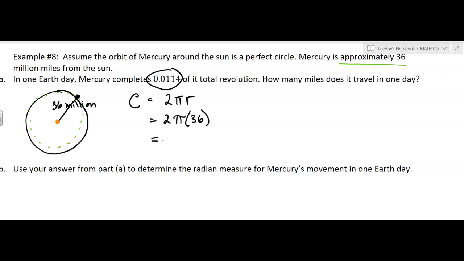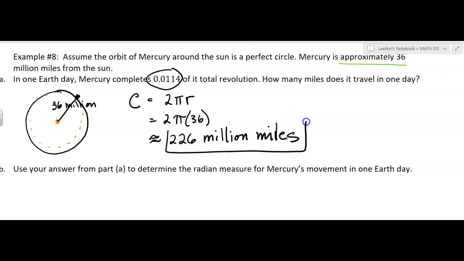That's about, I'm going to round it off to the nearest million, 226 million miles. I meant million miles. Oops. Okay. So, oh, no, that's the circumference. That's not the answer. Sorry. See if I can erase just that part.